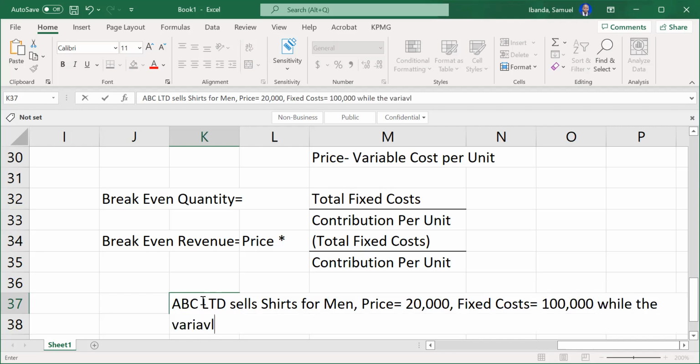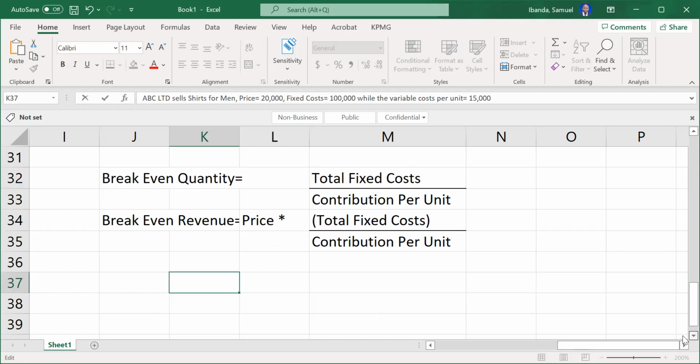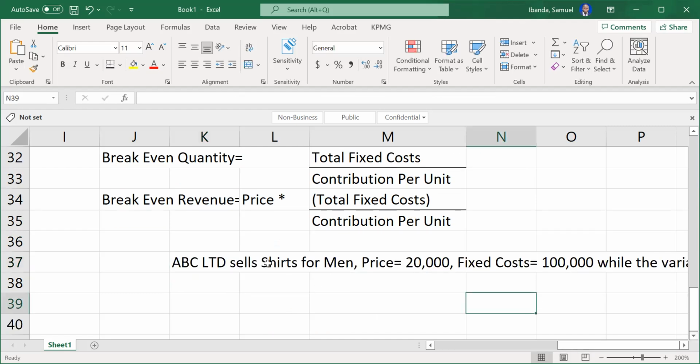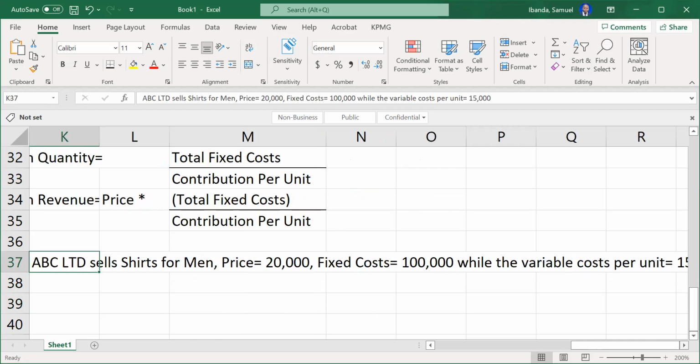Well, the variable costs per unit is 15,000. That is what we basically have. So we are saying that ABC sells shirts for men, price that, fixed cost that, and variable costs at 15,000.